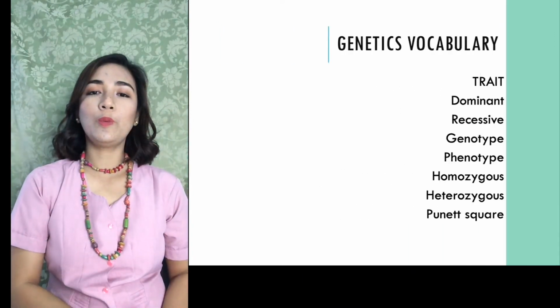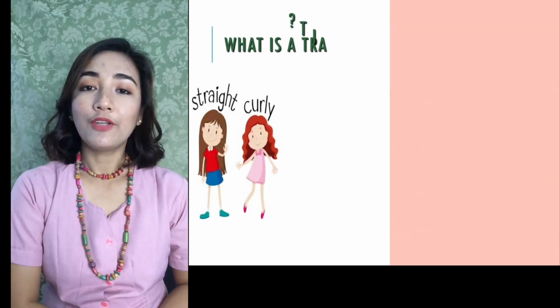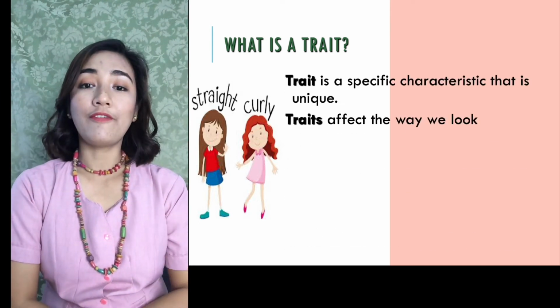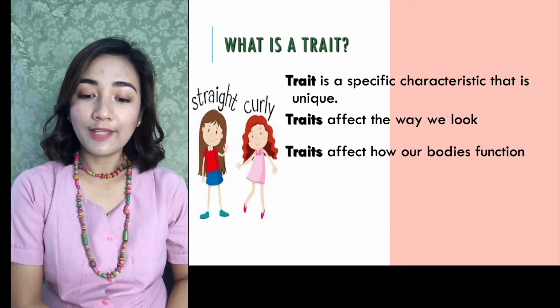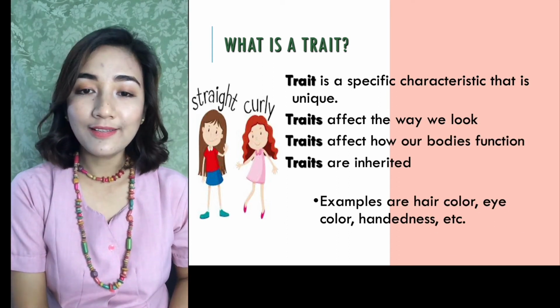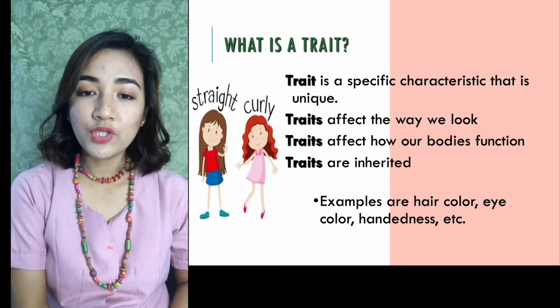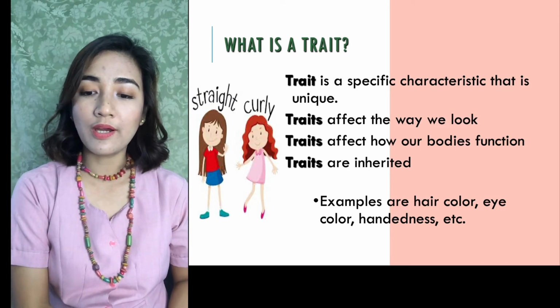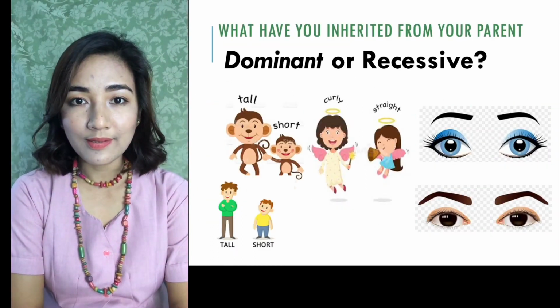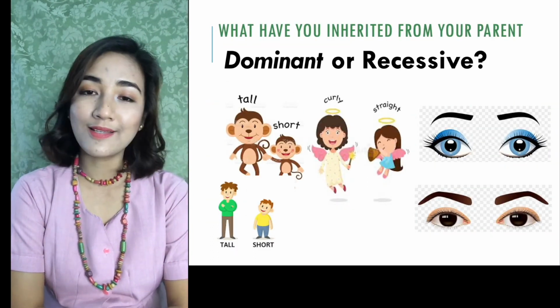So let's start with trait. What is a trait? A trait is a specific characteristic that is unique. A trait affects the way we look. They are inherited. Examples are hair color, hair texture, height. What else? You have a cleft chin or do not have a cleft chin. Those are traits. So what kind of traits have you inherited from your parents? Is it dominant or recessive?